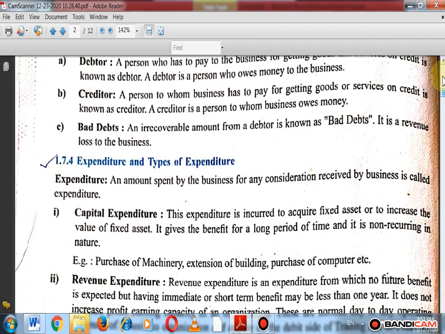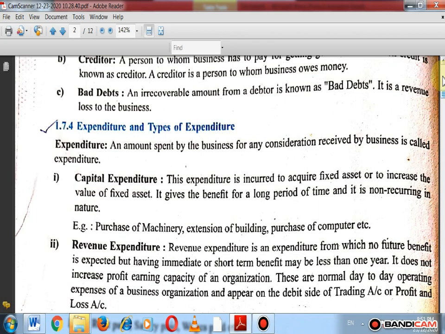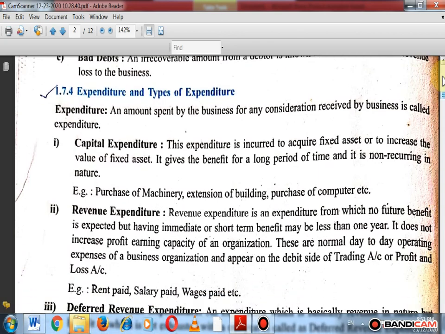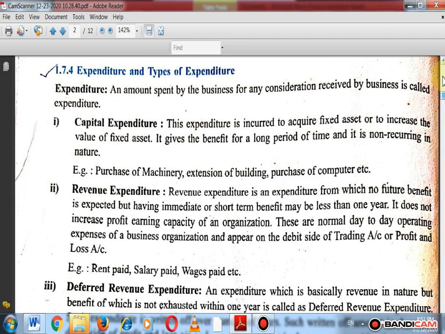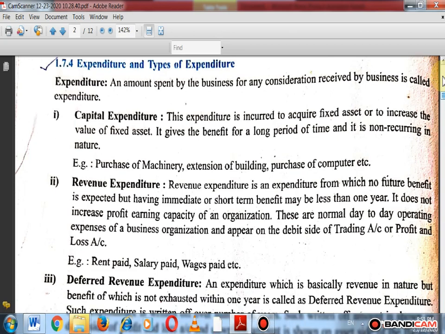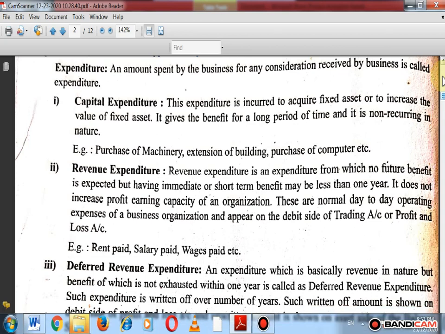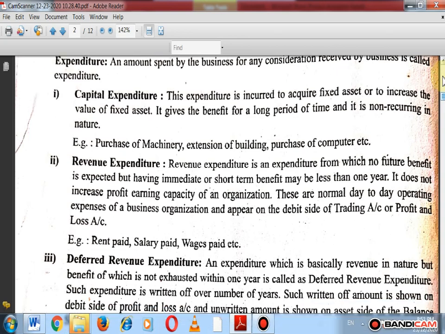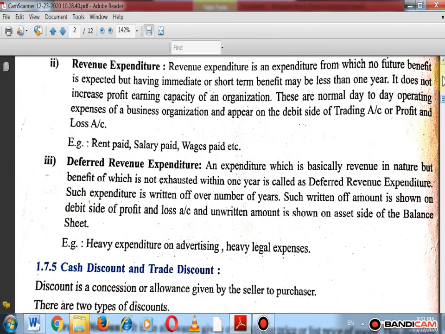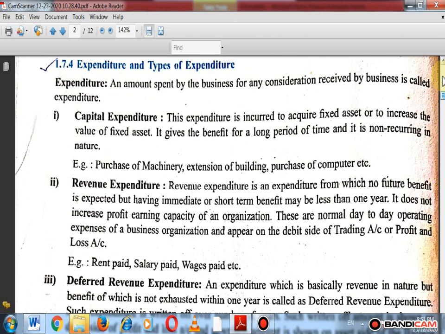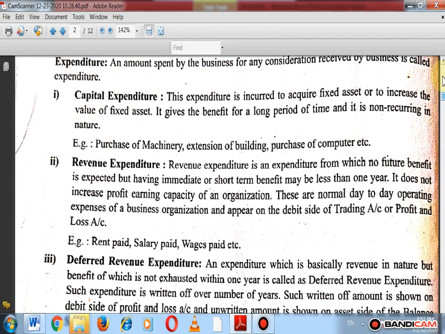Then expenditure and types of expenditure. Expenditure is an amount spent by the business for any consideration received by the business. The types of expenditure are capital expenditure, revenue expenditure, and deferred revenue expenditure. These three are the types of expenditure.